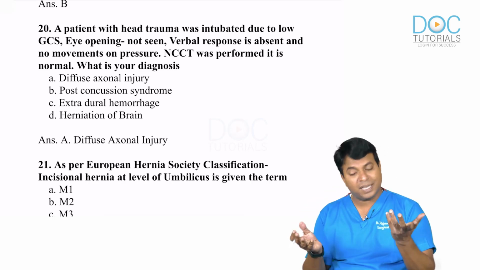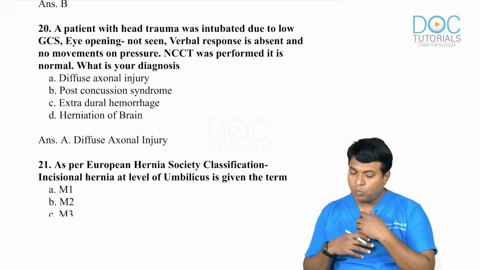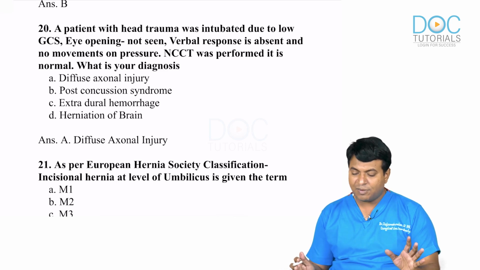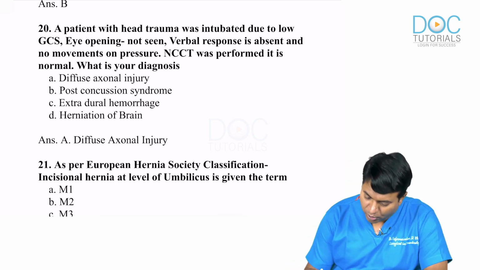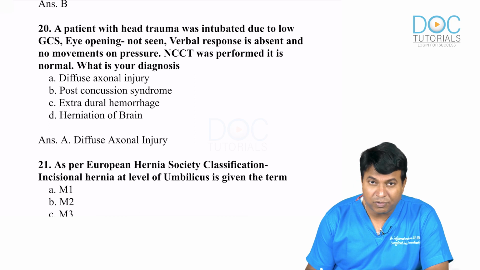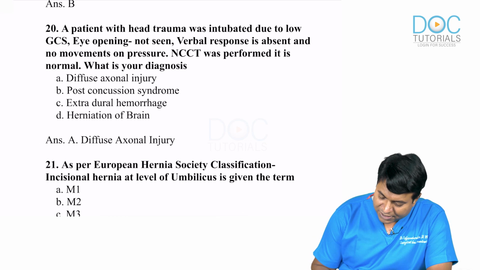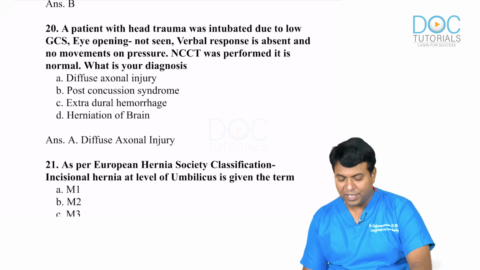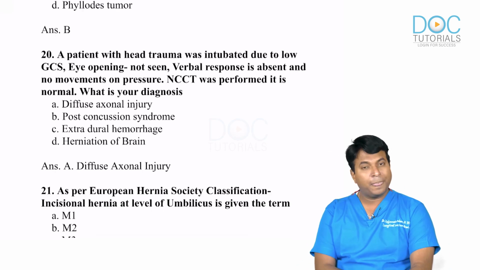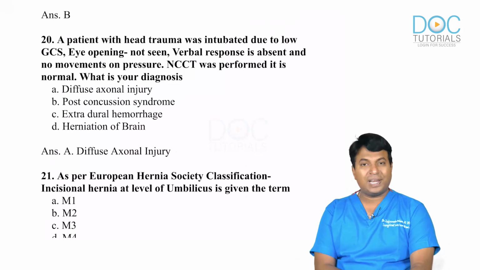A patient with head trauma was intubated due to low GCS. Eye opening not seen, verbal no response, no movements on pressure. NCCT was performed, it is normal. So this is the catch point. GCS is 3/15, patient is in coma. NCCT normal means the only available option is diffuse axonal injury. The investigation of choice is MRI.